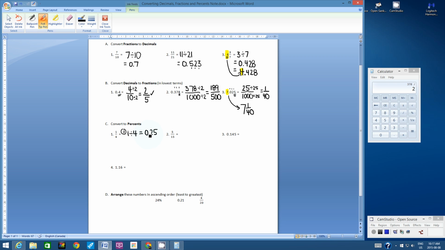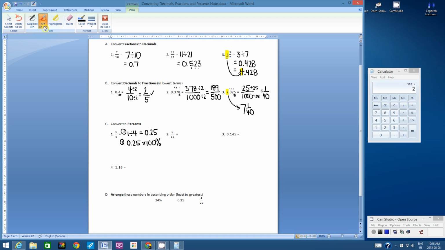Okay, so that's step 1. We made the fraction into a decimal. Now, we're not finished because we've got to go one step further and make it into a percent. Okay? So, in order to change a decimal into a percent, it's very simple. We take the decimal and then we multiply it by 100%.